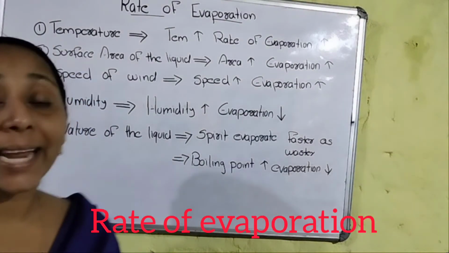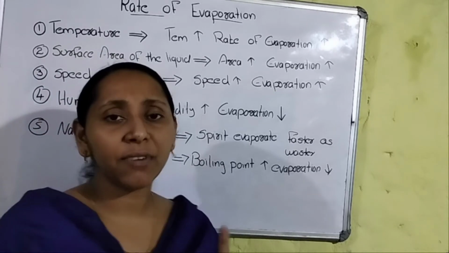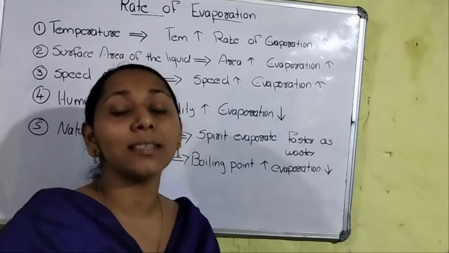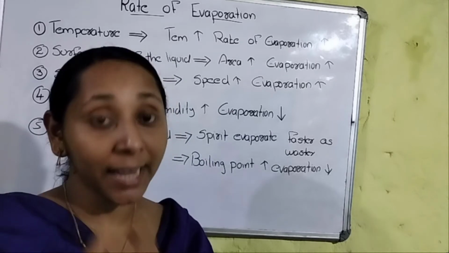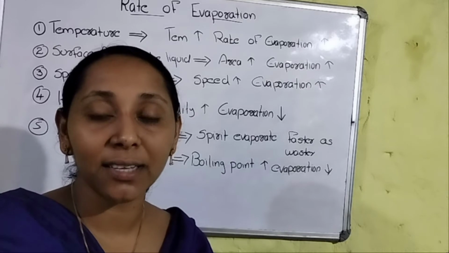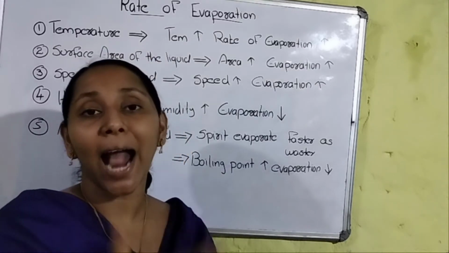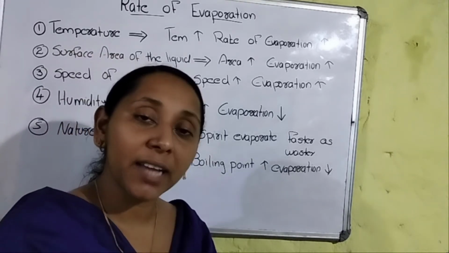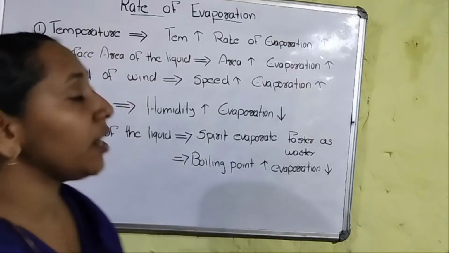Next topic is the rate of evaporation. What are the factors that evaporation depends on? The first one is temperature. How does it depend on temperature? Temperature increases, evaporation increases, because when temperature increases, the kinetic energy of the molecules increases, and the tendency of the molecules to move also increases. That's the reason the intermolecular force of attraction is overcome quickly, and it becomes very easy to change into gas. That means evaporation increases.